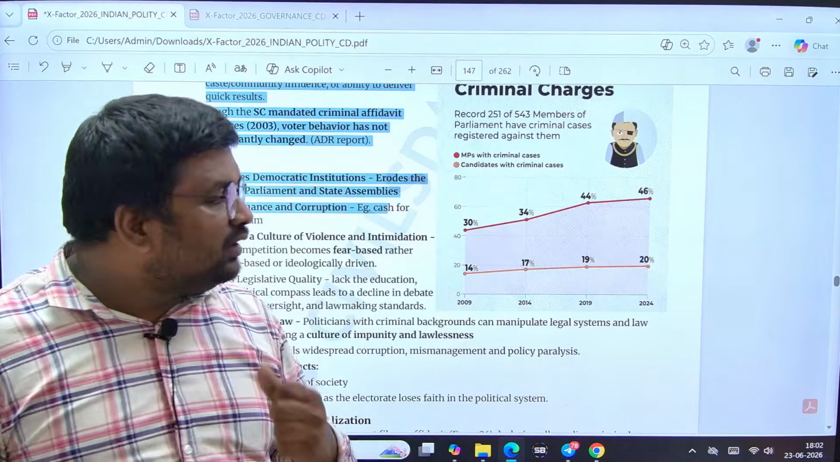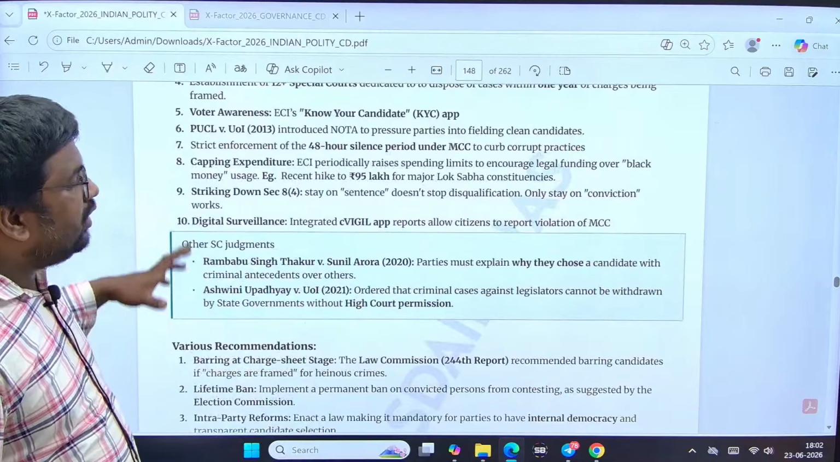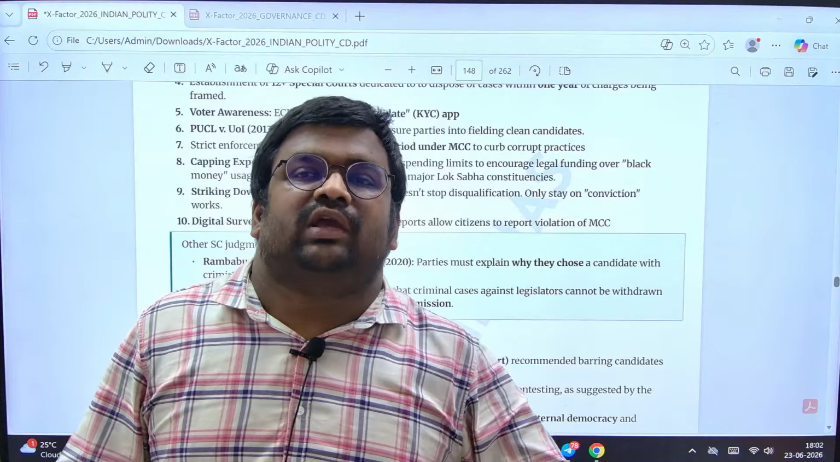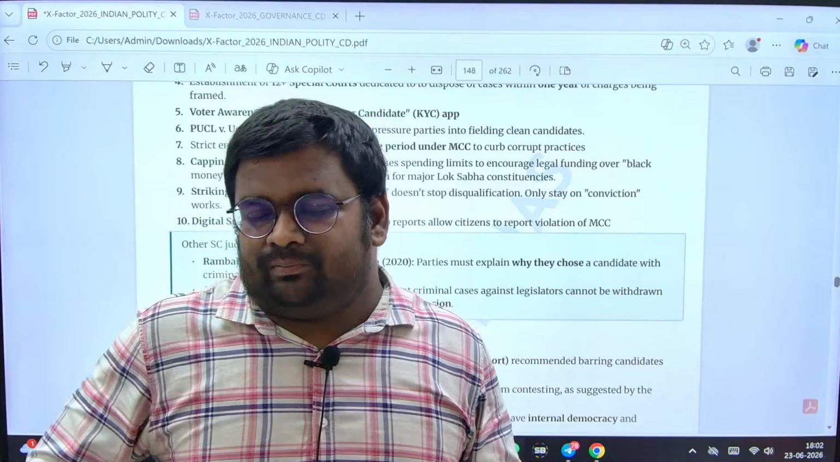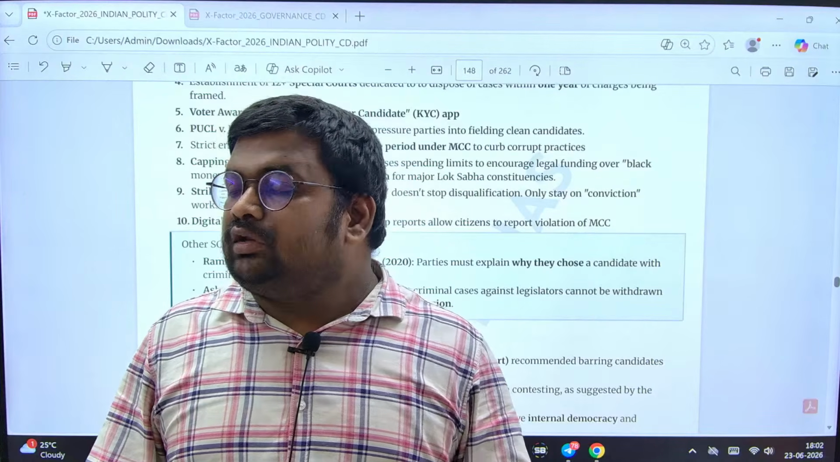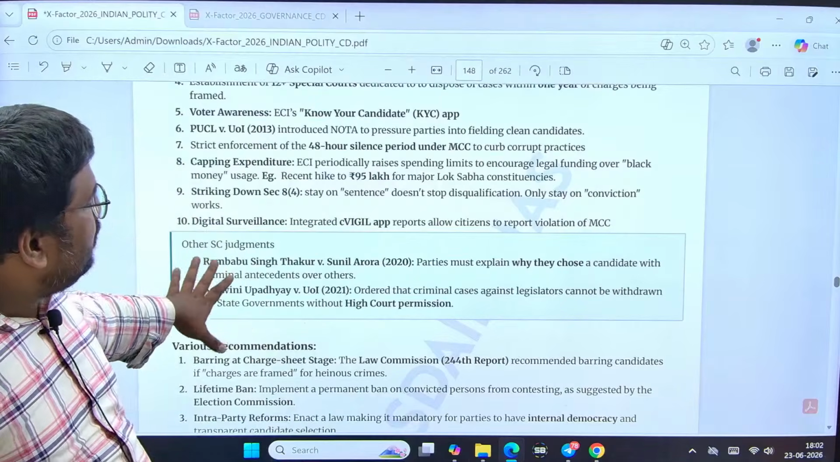The only thing is, if you consolidate this content, it is not very heavy. It is heavy but not very much. So you need to give time to this, read it properly, and then write as it is.